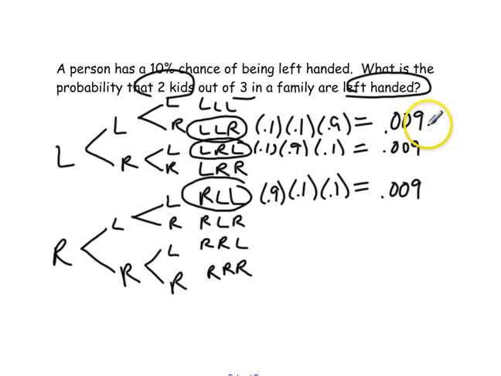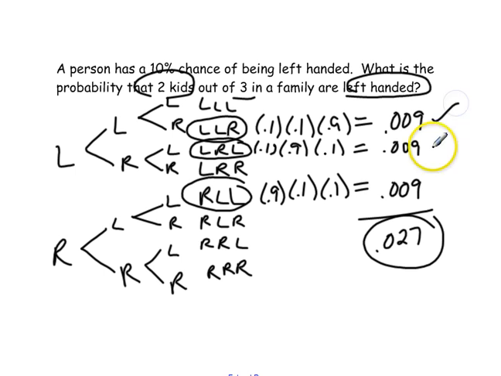Now what we want to know is the probability that this happens, or this happens, or this happens. And we know when we're looking for this, or this, or this, we add them together. So we get 0.027 is the probability that a person has 2 kids out of 3 being left-handed. It's not a very big chance.